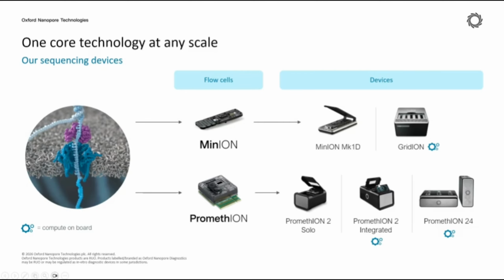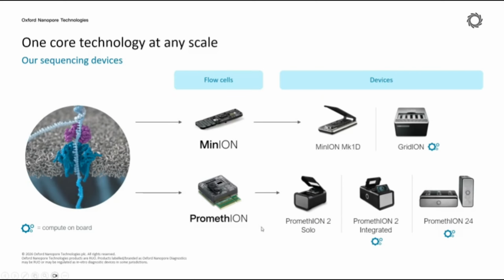So we load our samples into the flow cells, and then the flow cell will be put inside the sequencing device. There are multiple sequencing devices available from ONT. From the very small scale, the MinION Mk1D. This is a palm-sized sequencing device, and it can handle one MinION flow cell at one time. We also have another larger throughput MinION sequencing device, called a GridION. This GridION comes with the compute power.